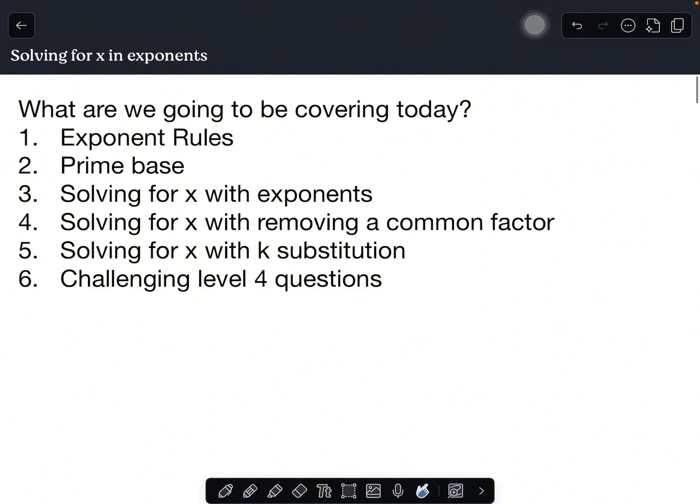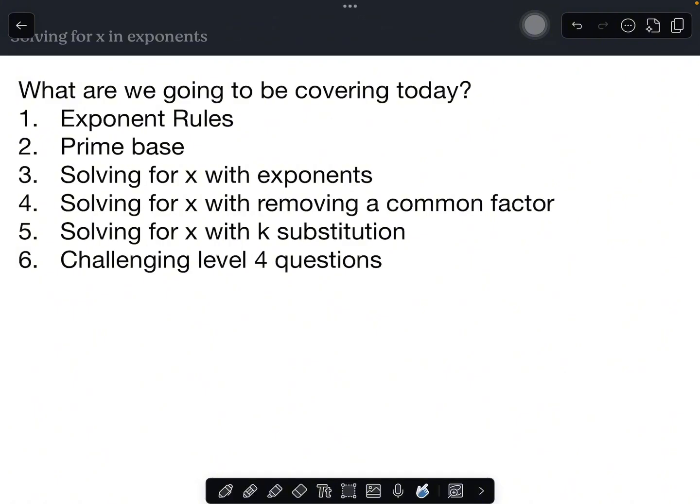We're going to start off with the basics, then we're going to move on to exercises, and the video is going to get more and more complex as we move on. And finally, we're going to do some really challenging level 4 questions. For those of you who want to get your 80s and 90s, it would be important for you to understand these concepts as well so you can get those marks.